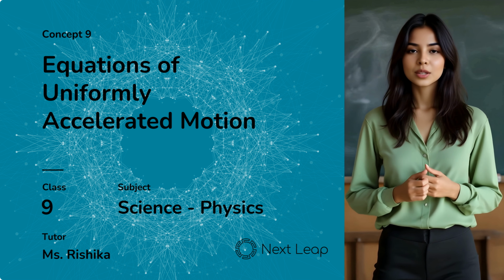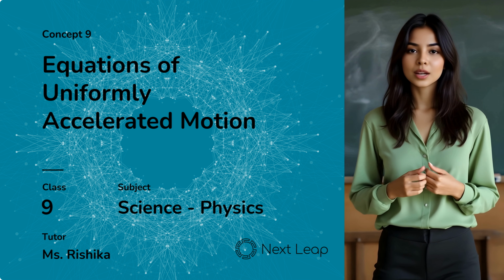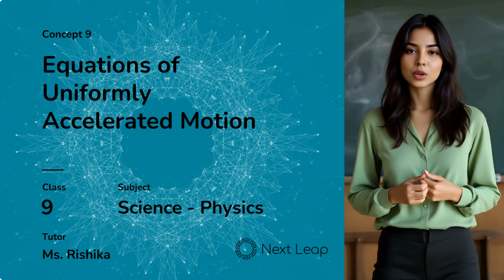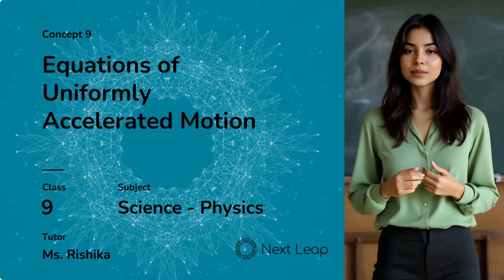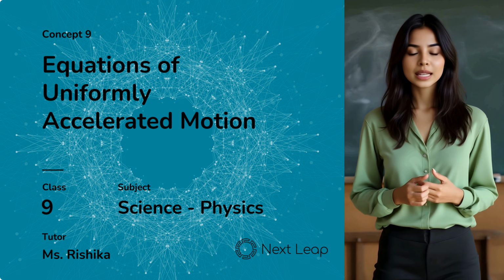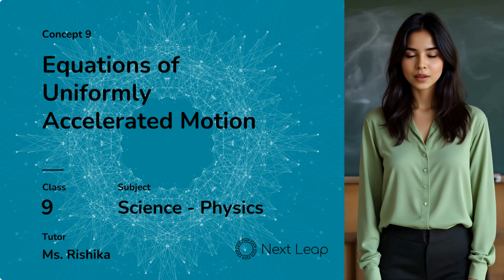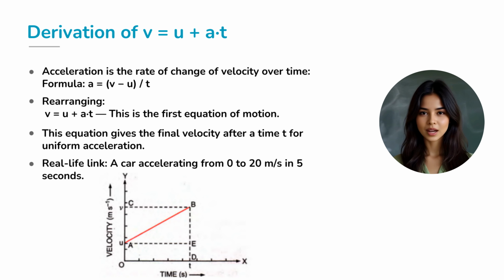When a body accelerates uniformly, that means it gains or loses speed at a constant rate. There are 3 golden equations of motion that connect 5 essential quantities. These equations are the keys to solving all uniformly accelerated motion problems, whether it's a spacecraft launching or a ball dropping. Now let's begin with the first equation, v equals u plus a into t.